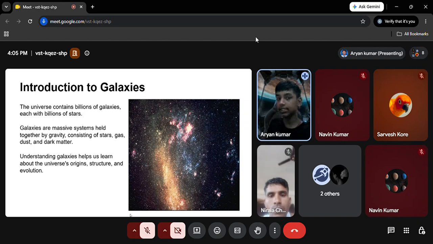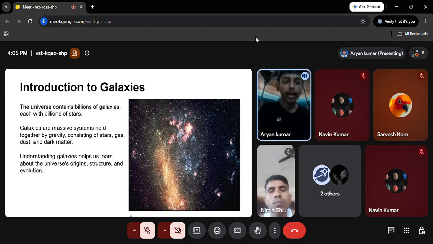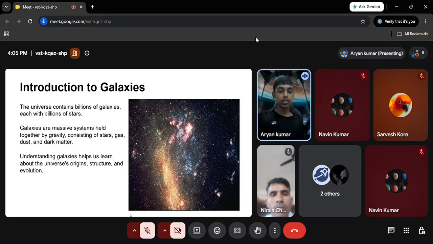Introduction to galaxies. The universe contains billions of galaxies, each with billions of stars. Galaxies are massive systems that are held by gravity, consisting of stars, gas, dust, and dark matter. Understanding galaxies helps us learn about the universe's origin, structure, and evolution.